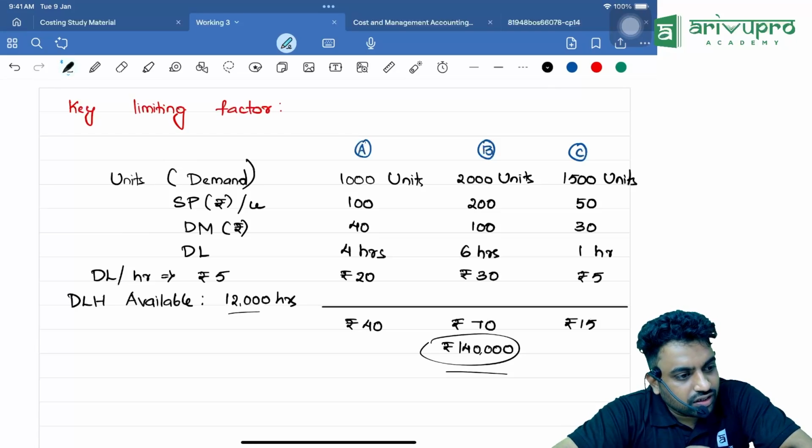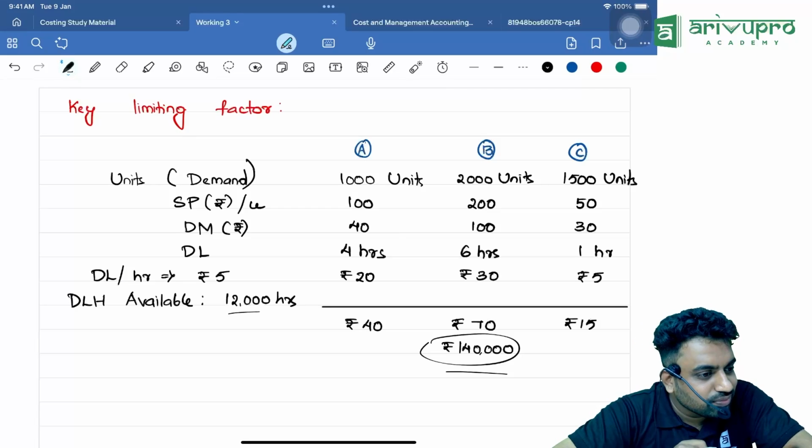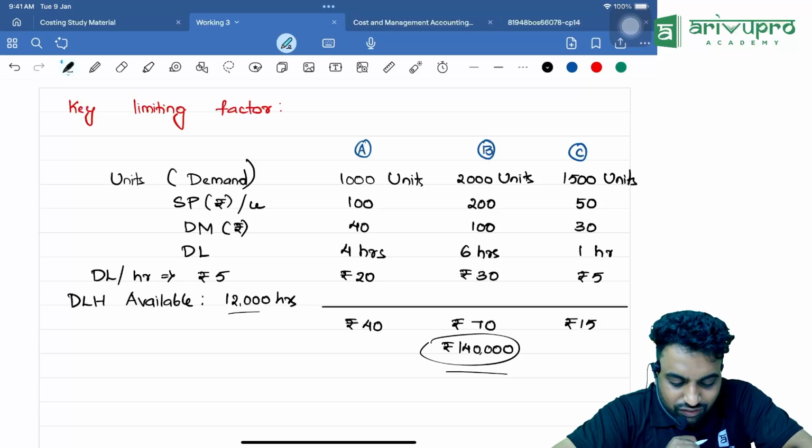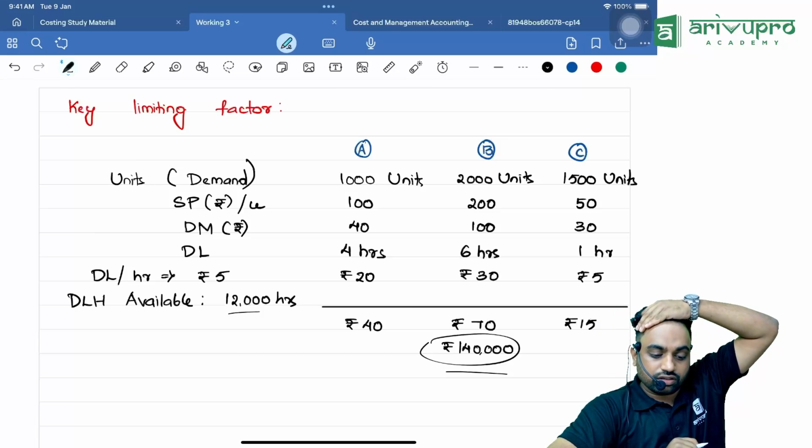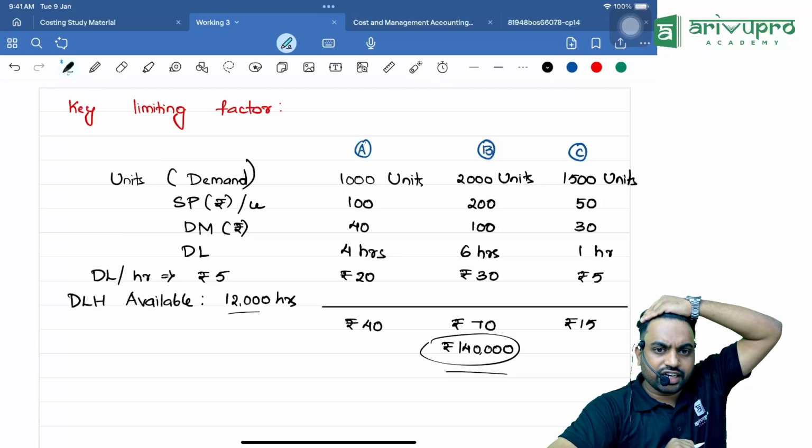A, C, and a little bit of B. How much of A? Full 1,000, which will come to 4,000 hours. C full 1,500. Then B you are telling. That is 4,000 and 1,500, 5,500 hours. 6,500 hours are remaining.